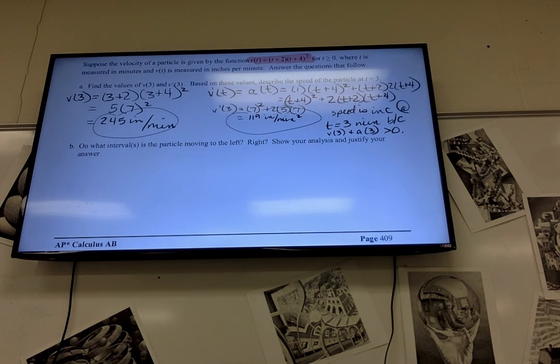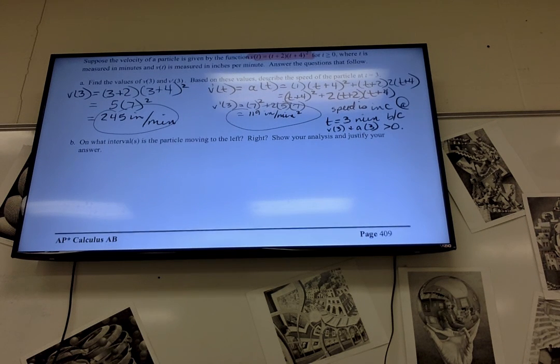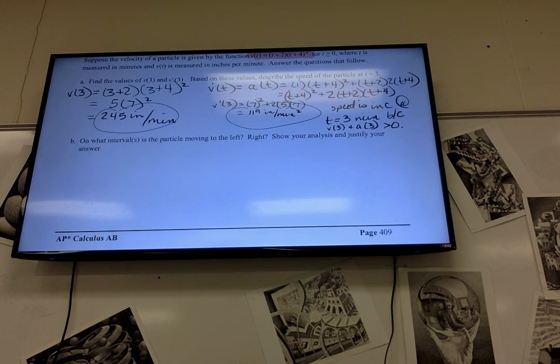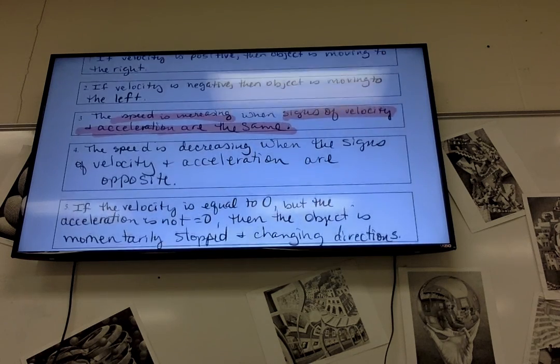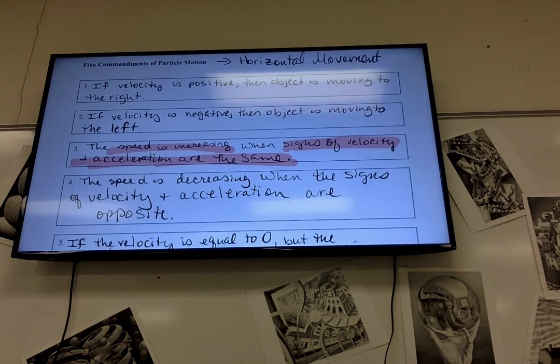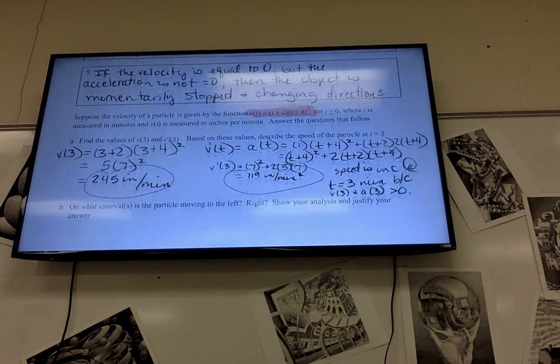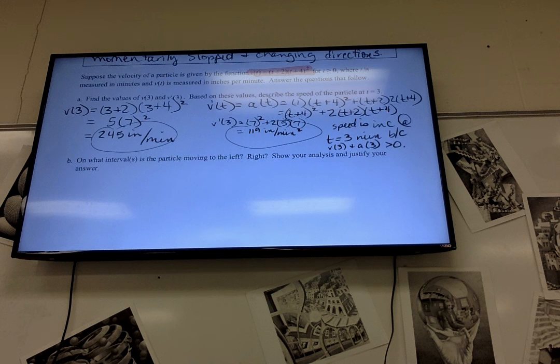Okay. On what interval is the particle moving to the left, right? Show your analysis and justify your answer. So according to 1 and 2, if the velocity is positive, then it's moving to the right. And if the velocity is negative, then the object is moving to the left. So they gave us velocity. They gave us the equation for that. It was t plus 2 and t plus 4 squared.